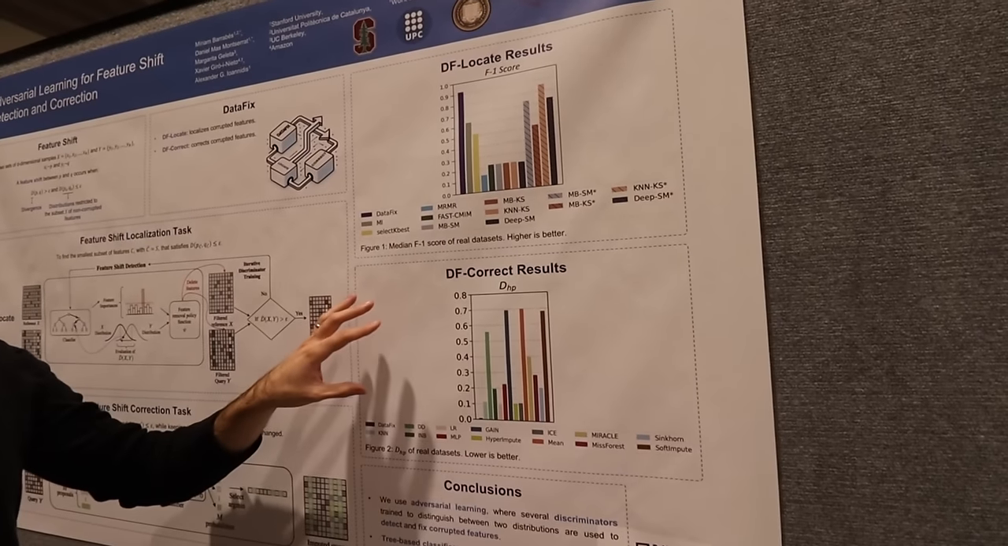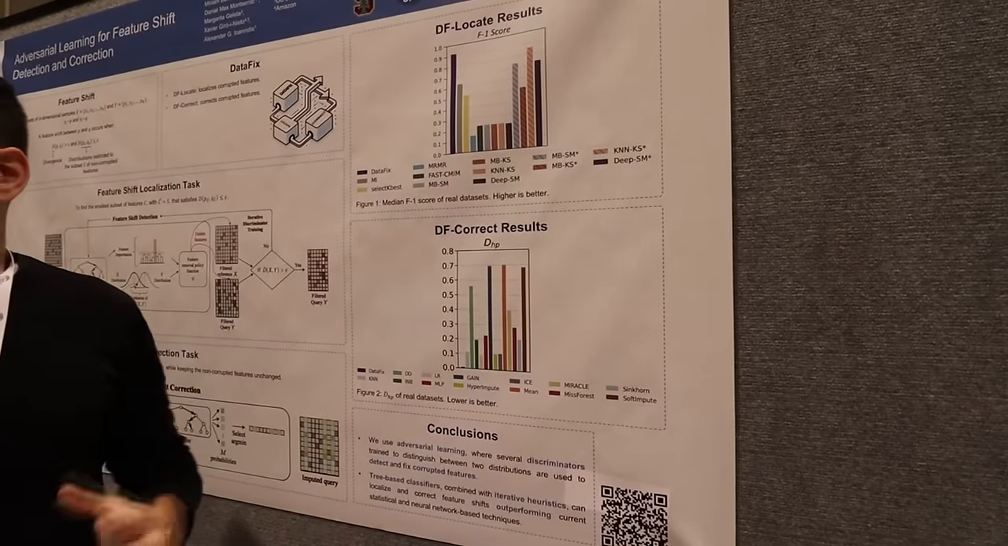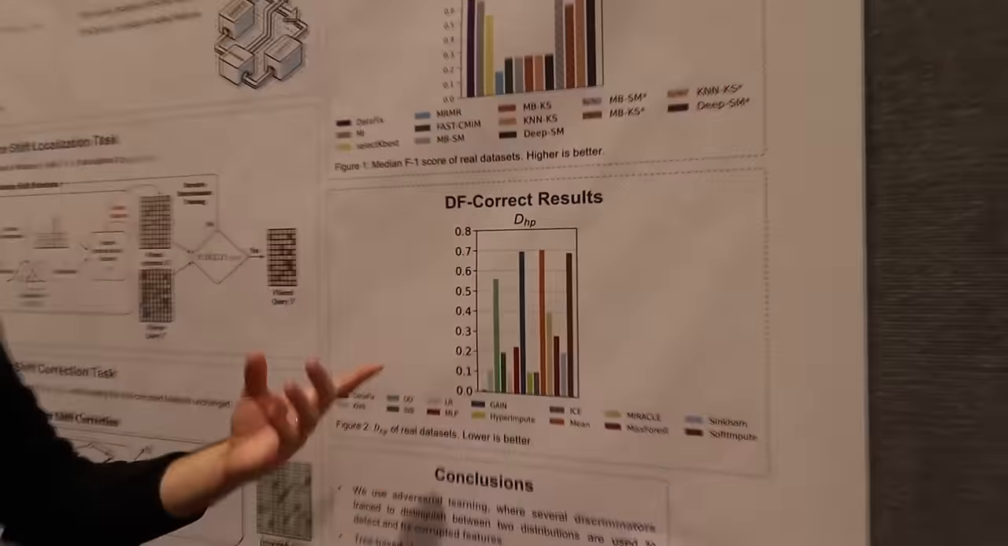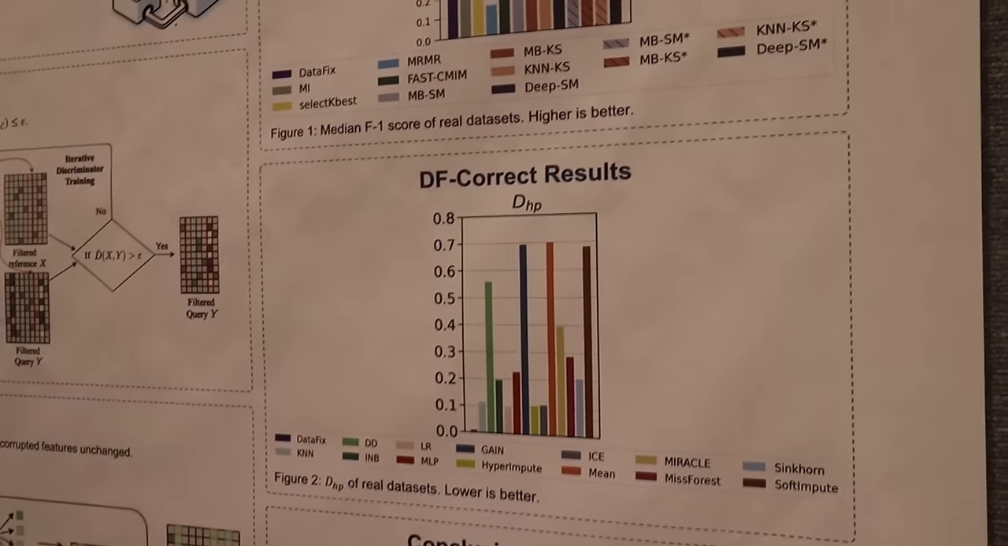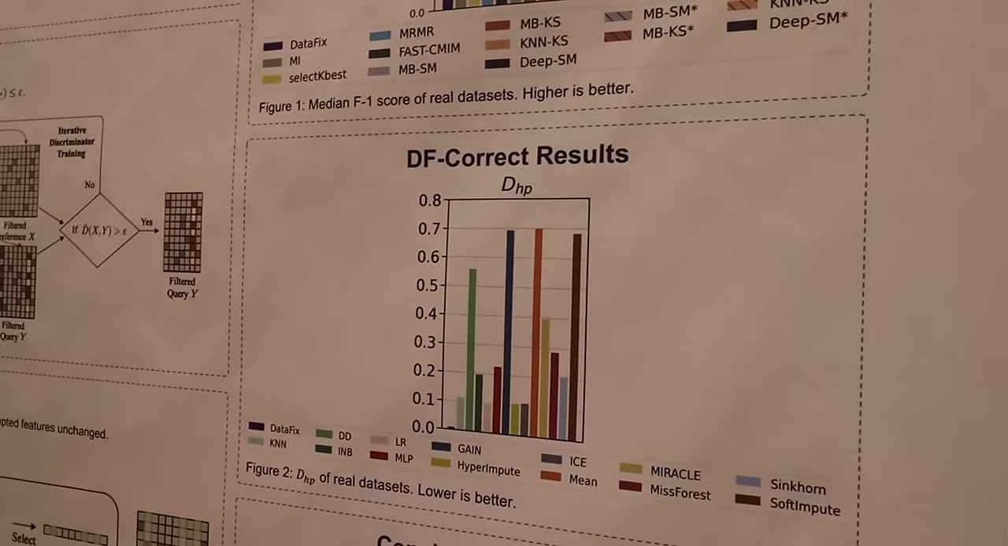And this is for feature correction. This was a little bit more challenging to evaluate because there is not an established way to evaluate this sort of application. We use the Henze-Penrose divergence, which you can estimate empirically. So the lower the divergence, the better your correction was.